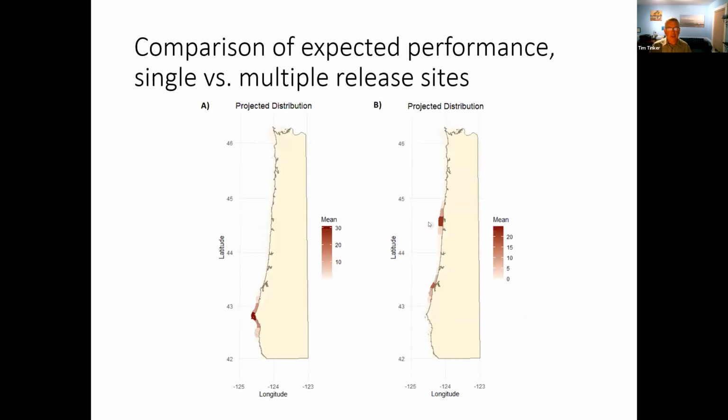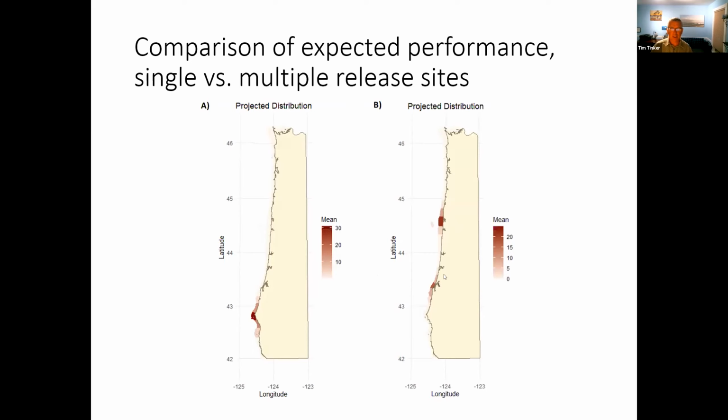We also evaluated expected performance for multiple release sites versus single release sites. As Ginny just explained to us, in Southeast Alaska there were actually 7 release sites, and those 7 release sites are largely the reason that the overall metapopulation, the whole regional population for Southeast Alaska, grew so fast. It wasn't growing from just a single node, it was growing from 7 nodes. And that turns out to be really important.